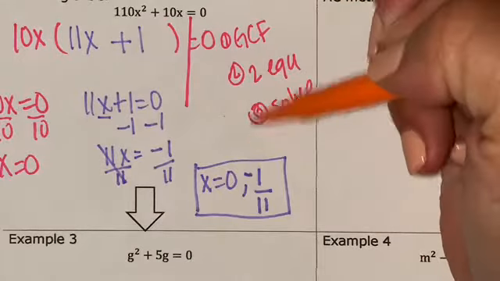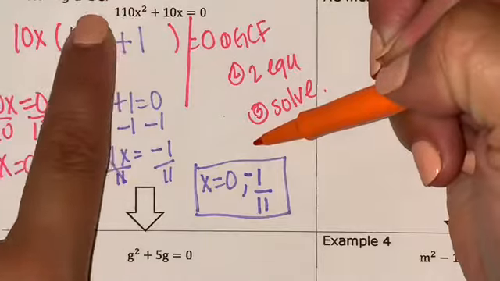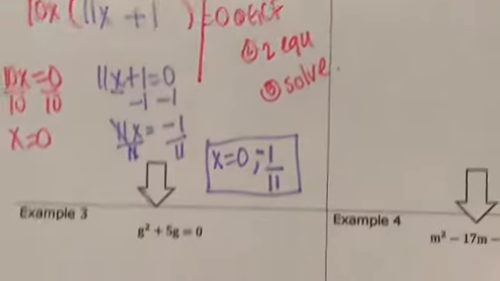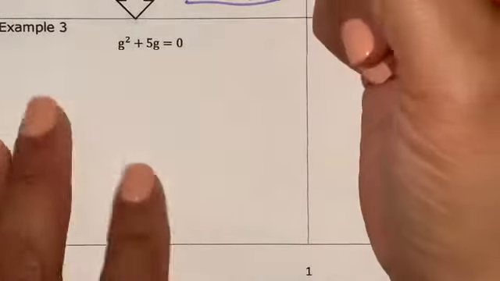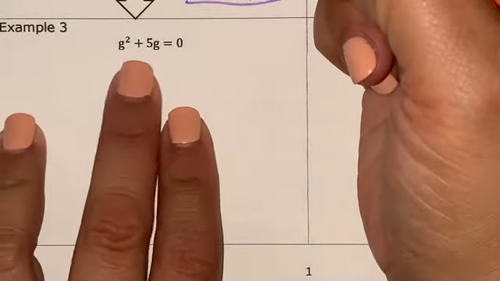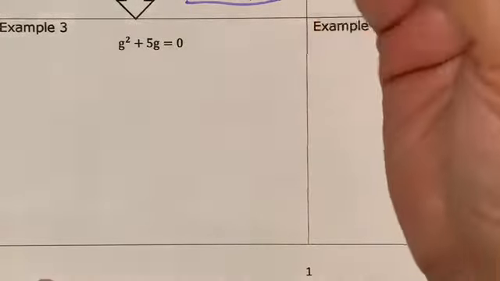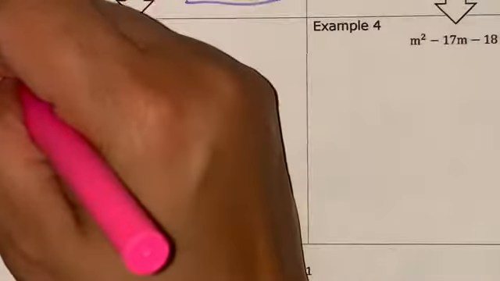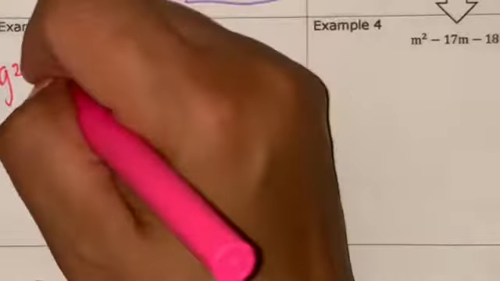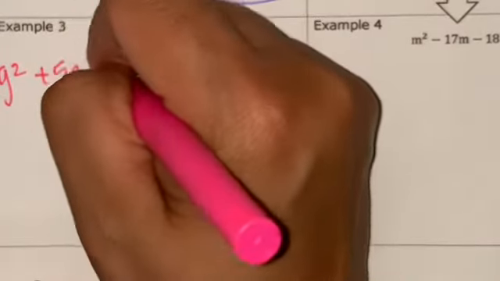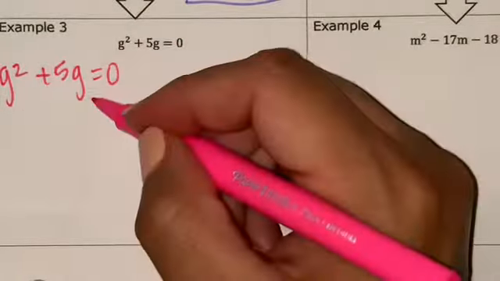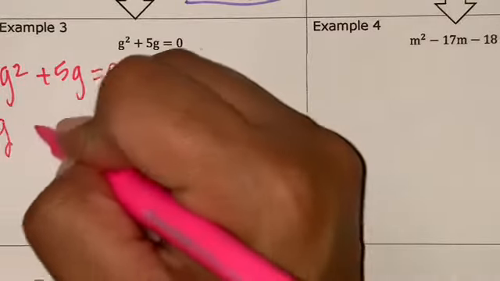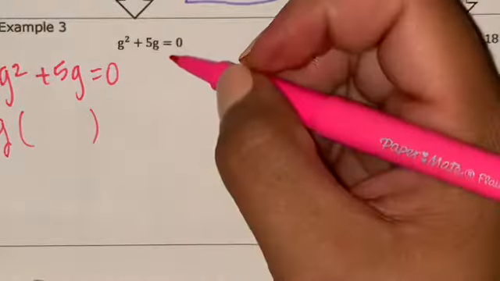This is factoring a GCF. And then we're going to do it again with example 3. So I have g squared plus 5g equals 0. And I'm just going to go ahead and take out my g. I know my greatest common factor is going to be a g. And then I'm going to build whatever I have left over.